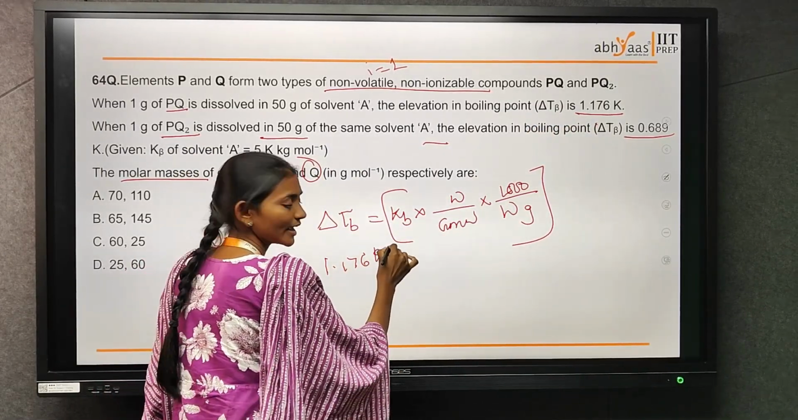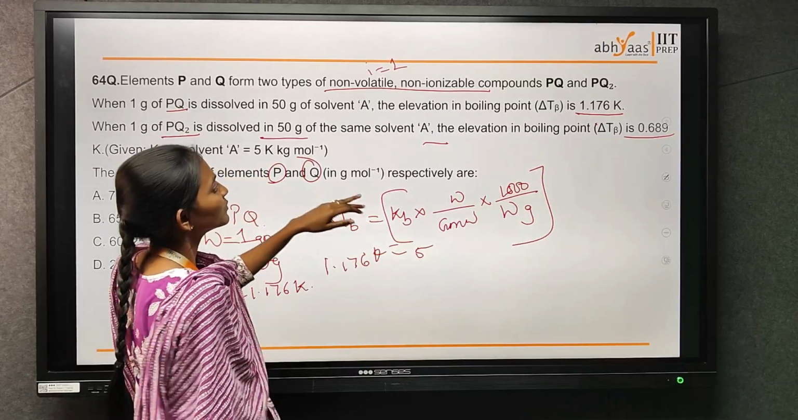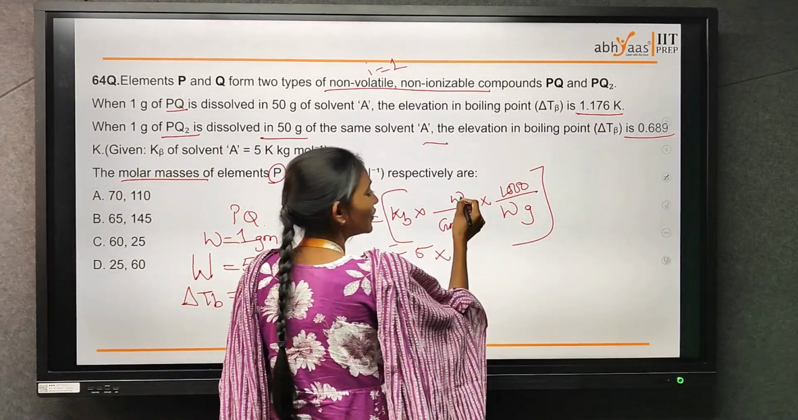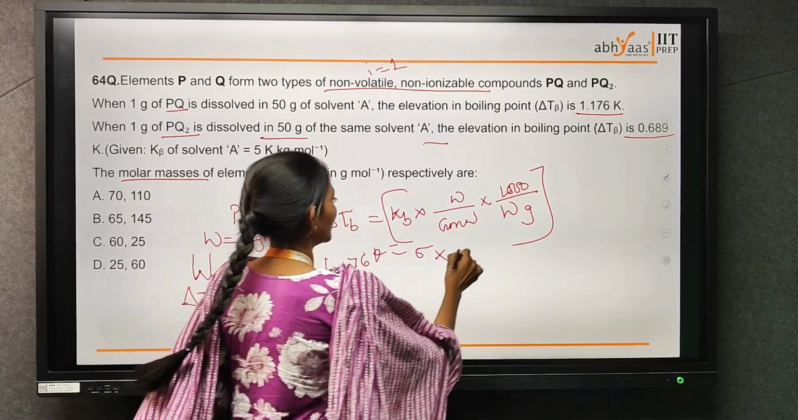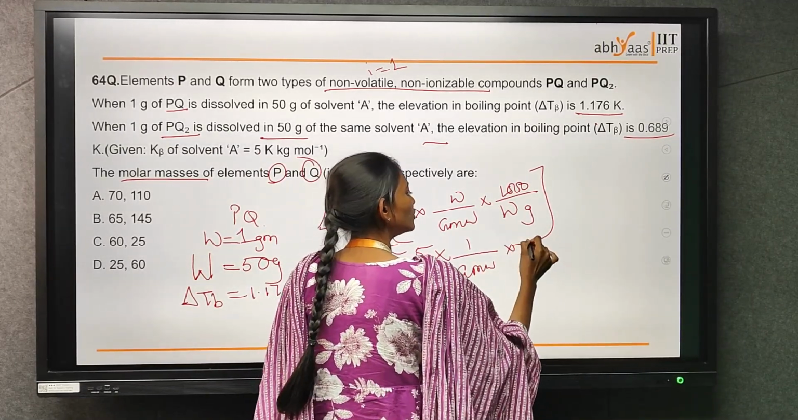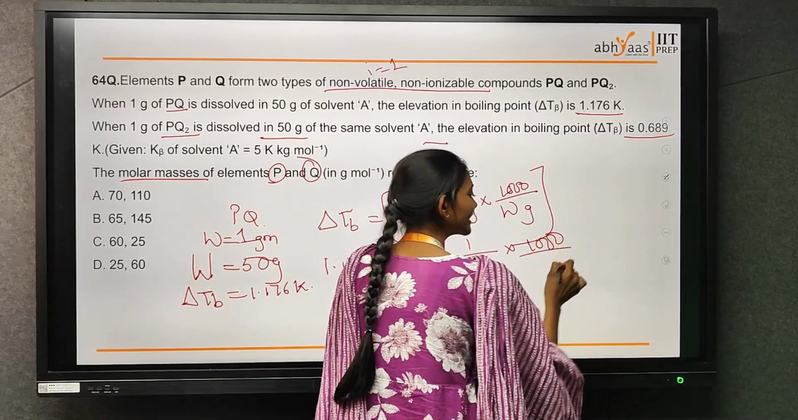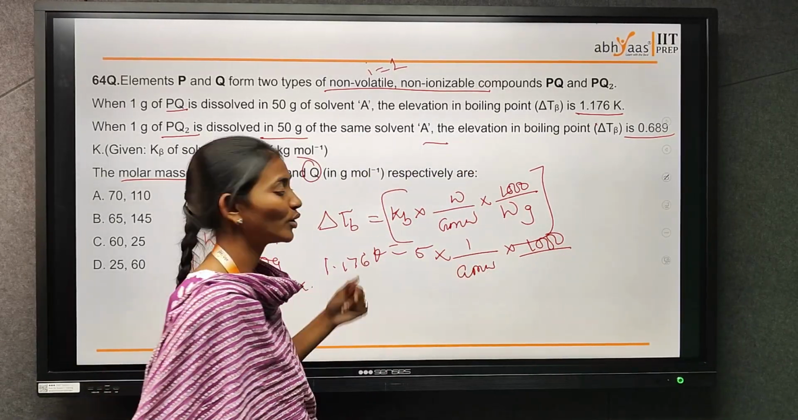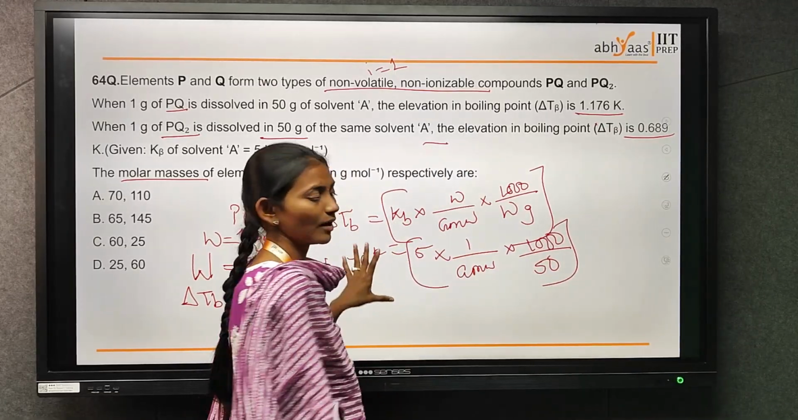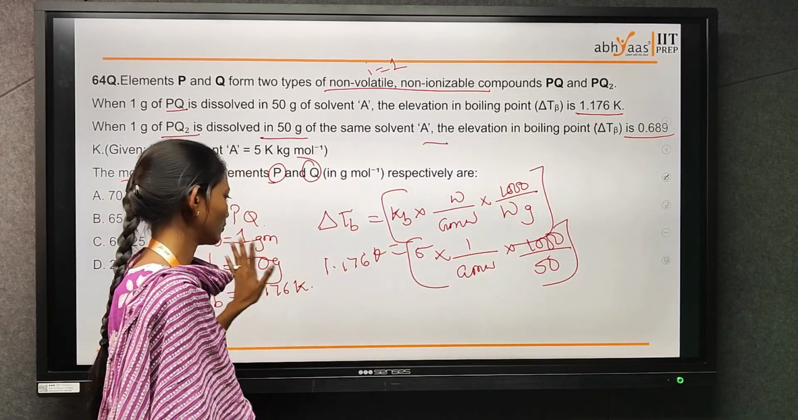Into, they have given that boiling point value also, which is 5, right? Into weight, only one we are having, 1 gram, right? 1 by gram molecular weight into 1000 by weight in grams. They have given the grams also. What is that? 50. Upon doing the solution, you will get some value, right?